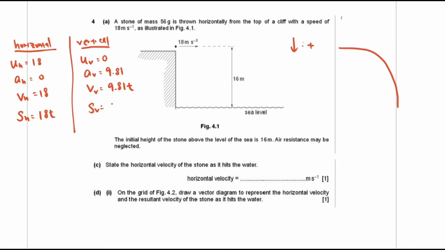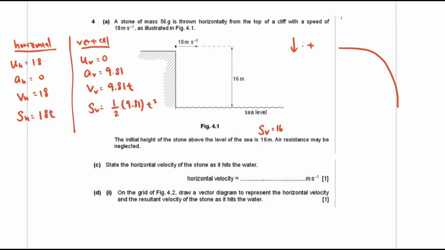For this, u is 0, right? It disappears. Half a t squared. So I put every piece of information here. Okay, now let's see. The initial height of the stone above the level of the sea is 18 meters. So this seems like it is the vertical displacement.